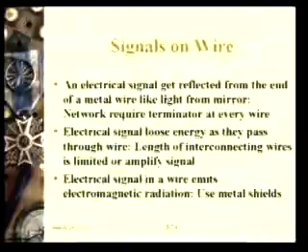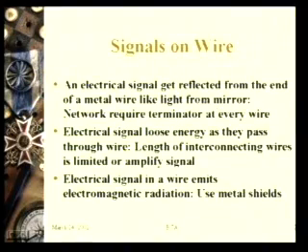The very first thing which I would like to share with you is, what are the typicalities when we put a signal on a wire? An electrical signal gets reflected from the end of a metal wire like light from a mirror. That simply means a network requires a terminator at every wire. Most of the time we are confused about why there is a terminator. This is the reason. Electrical signals lose energy as they pass through a wire. The length of interconnecting wire is limited, otherwise you need to amplify the signal if you are not using limited length connections.